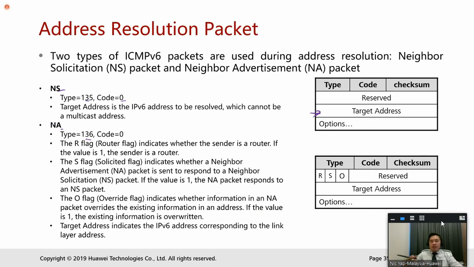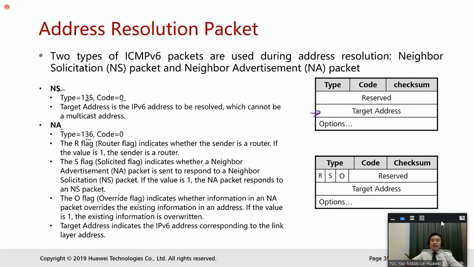The advertisement is some sort of reply. It has the R flag, S flag, and O flag: router flag, solicited flag, and override flag. The R flag indicates whether the sender is a router. If the value is 1, then the sender is a router. The S flag indicates whether the neighbor advertisement packet is sent in response to a neighbor solicitation packet. If it is 1, it means it's just a response to your NS.